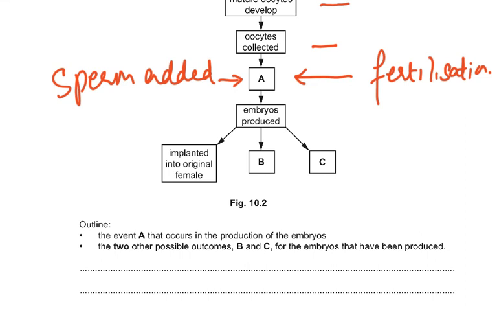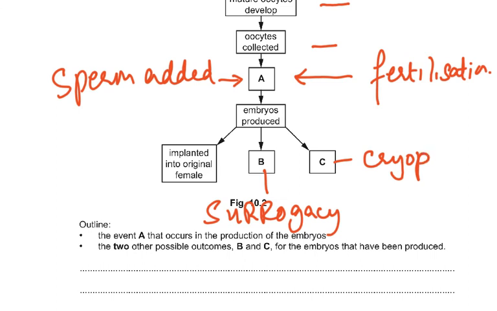And the 2 other possible outcomes B and C for the embryos that have been produced. So what could have happened to those embryos? Either we put them in the original female, of course, then they will develop into the fetus and then the baby. B and C could be surrogacy or cryopreservation. So this could be surrogacy, putting it into another animal which is of another species, or surrogacy. And this could be cryopreservation, in which you preserve these in very low temperatures.